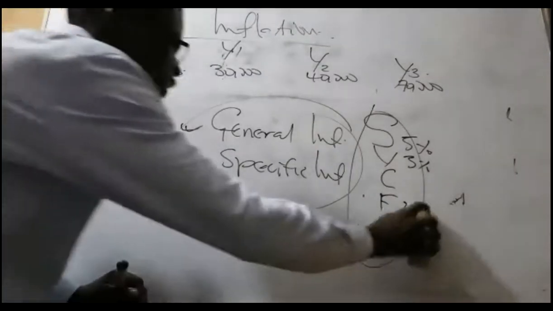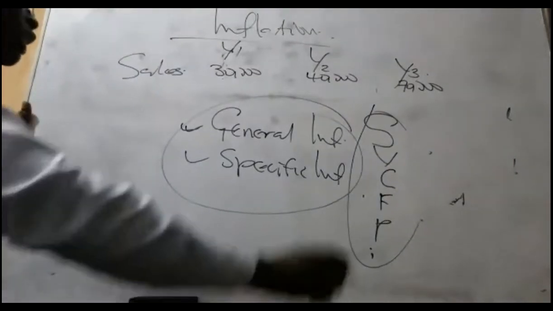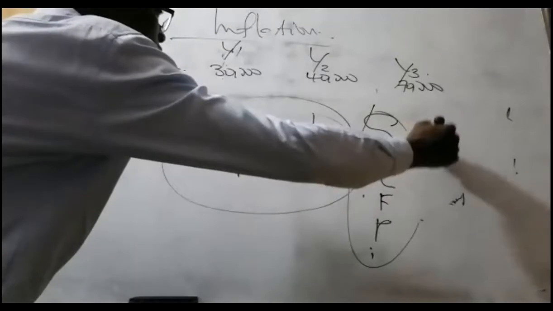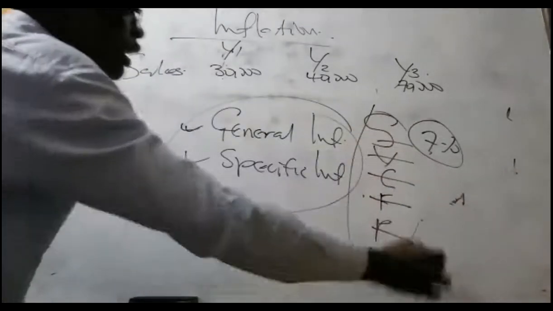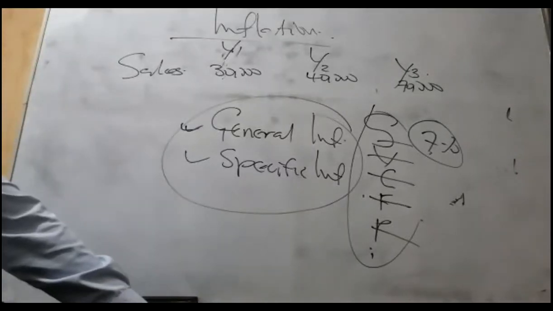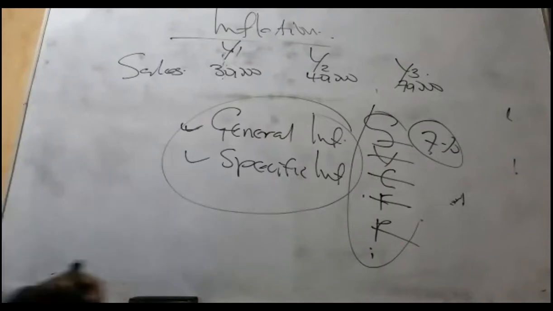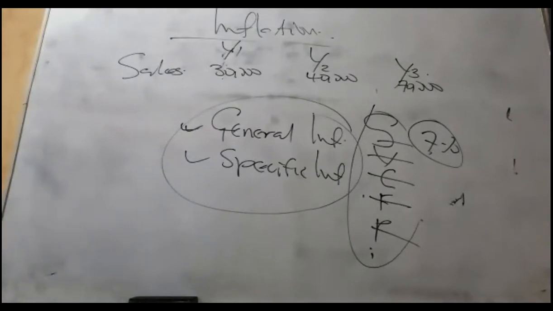Then with general inflation, I can inform you that the general inflation is at the rate of 7%. That means every item here will suffer inflation of 7%. That's the implication. So now we know general inflation and specific inflation.